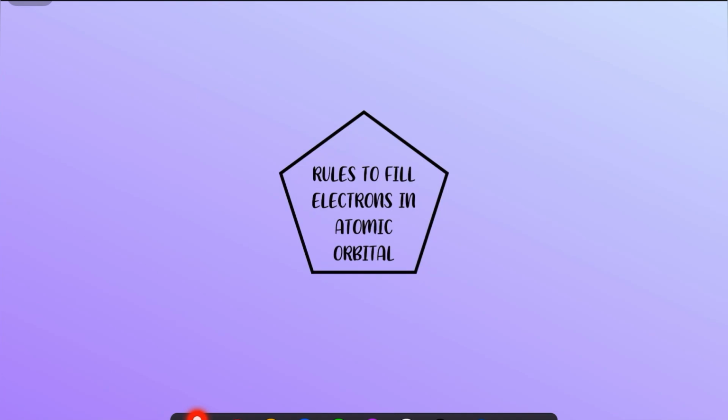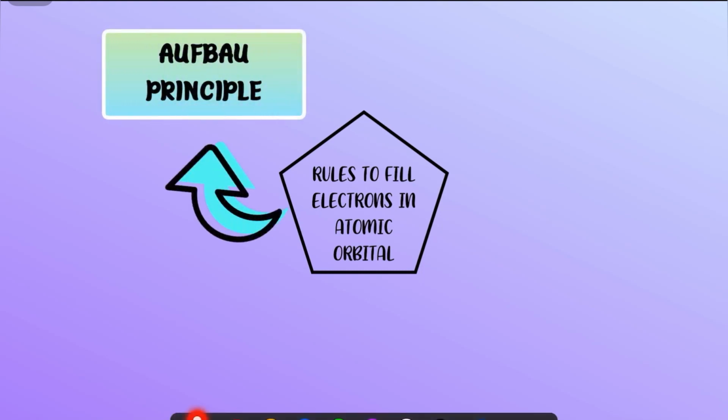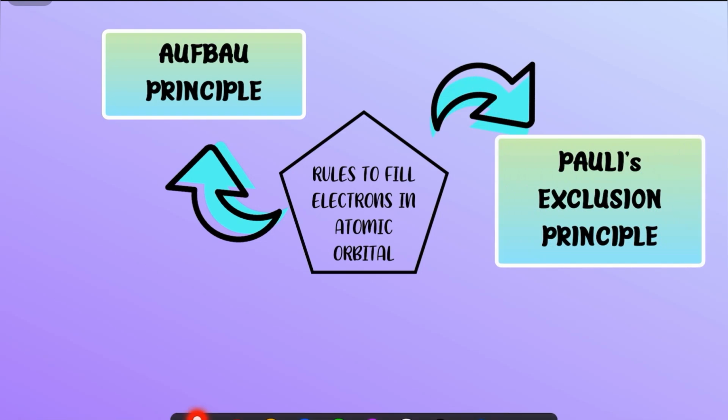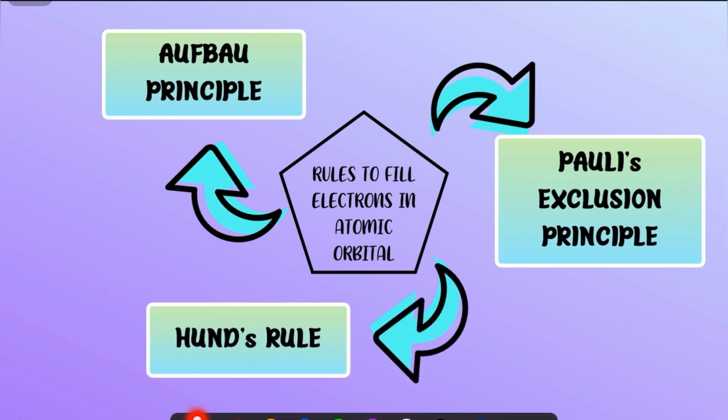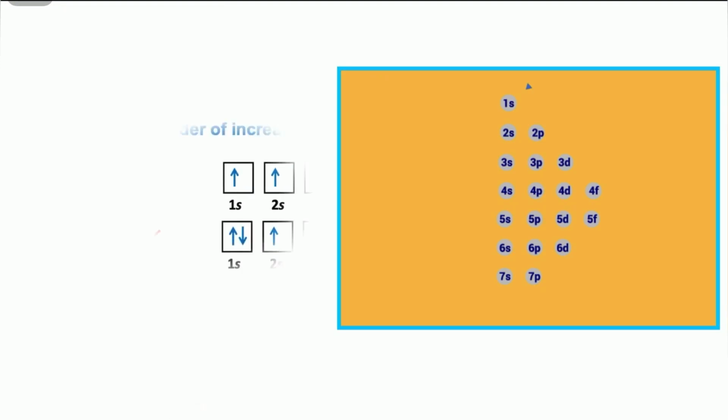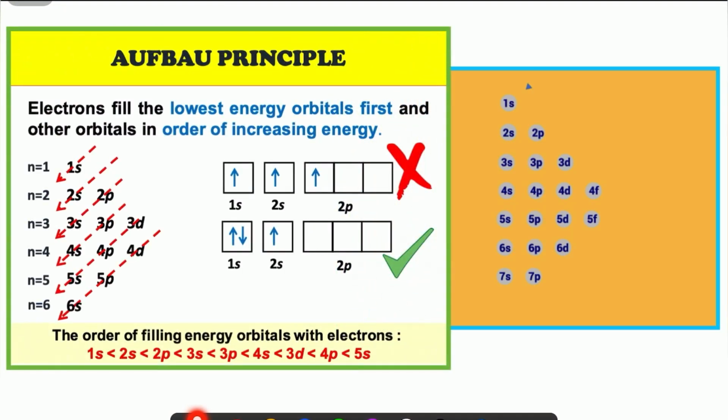Okay, there are rules to fill the electrons in the atomic orbital. There are the Aufbau principle, Pauli's exclusion principle, and Hund's rule. So these three rules are used to fill the electrons in the orbitals. Let's see the Aufbau principle.